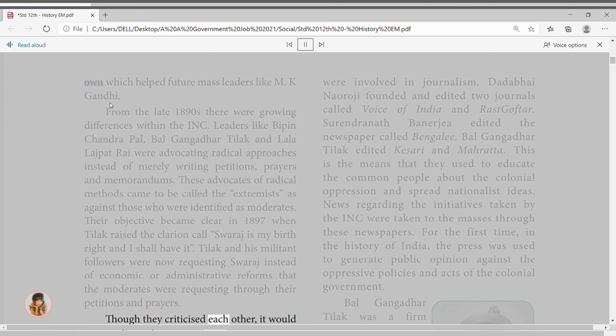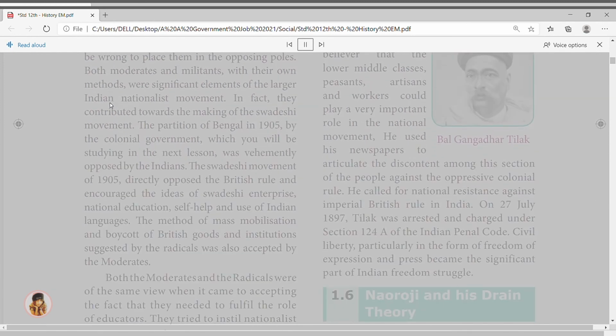Though they criticized each other, it would be wrong to place them in the opposing poles. Both moderates and militants, with their own methods, were significant elements of the larger Indian nationalist movement.